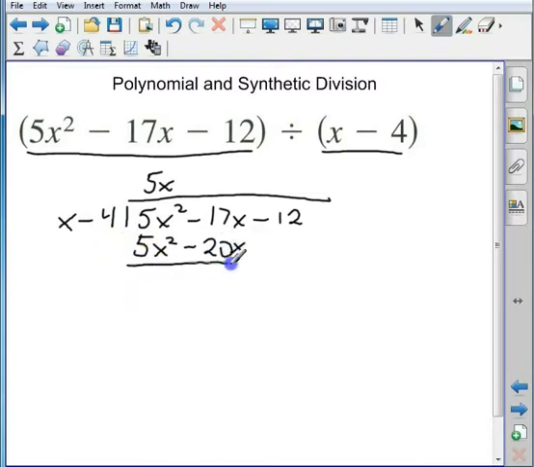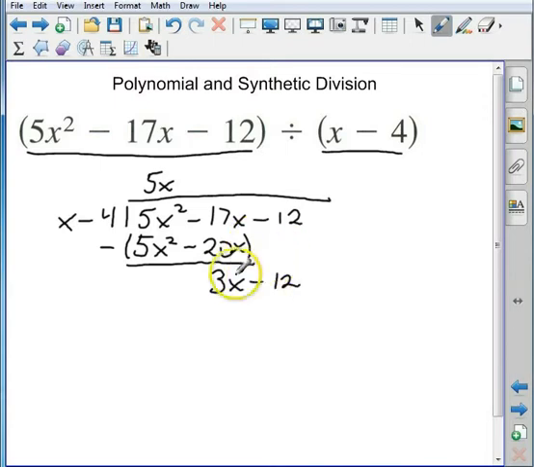5x times negative 4 is negative 20x. This next step is where 90% of mistakes are made. You're going to subtract this entire result right here. 5x squared minus 5x squared, of course, is 0. We planned for that to happen. Negative 17x minus a negative 20x is plus 3x. Bring down what's left, in this case minus 12.